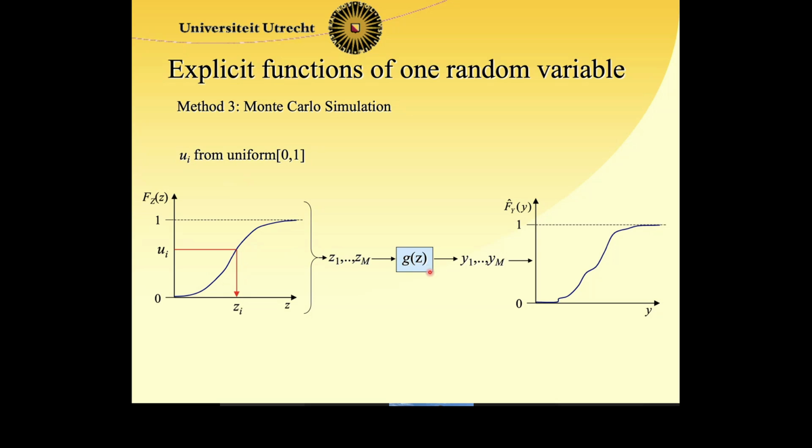You plug them all into the function, so you also get 1,000 outcomes, and then you just use these to directly estimate the cumulative probability distribution by ranking them from small to large and plotting the rank divided by n+1 against the value. And that's it. It's a very simple procedure.